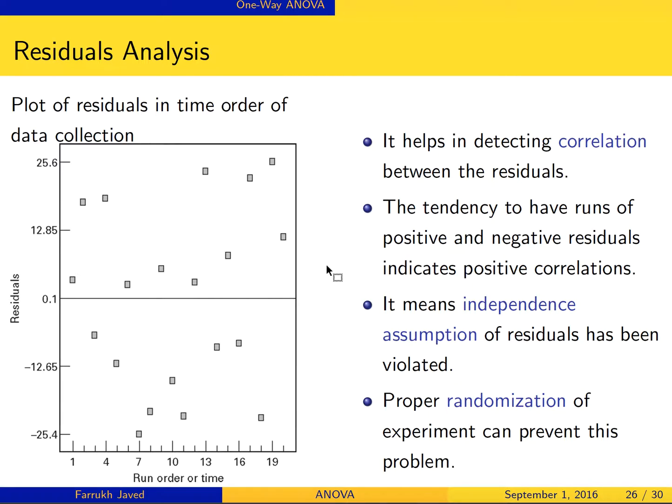Also, one can think of positive and negative residuals, but is there any structure over here? It means an independence assumption of residuals: if there is a correlation, then the independence assumption has been violated. Right now I can see that there is no structure in this graph, at least.